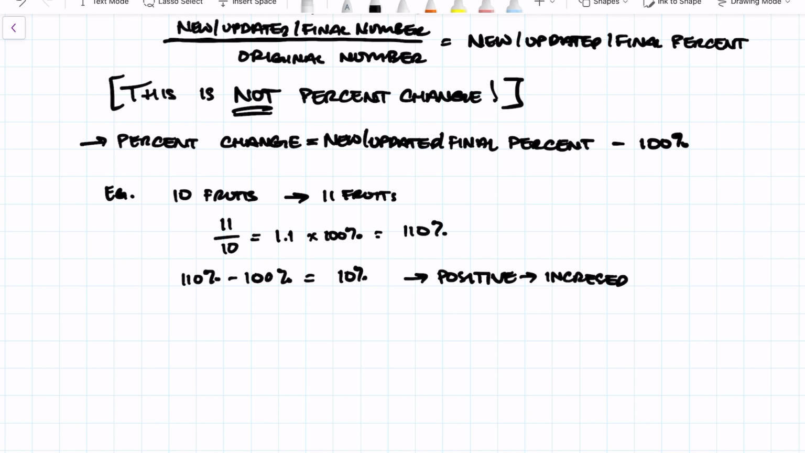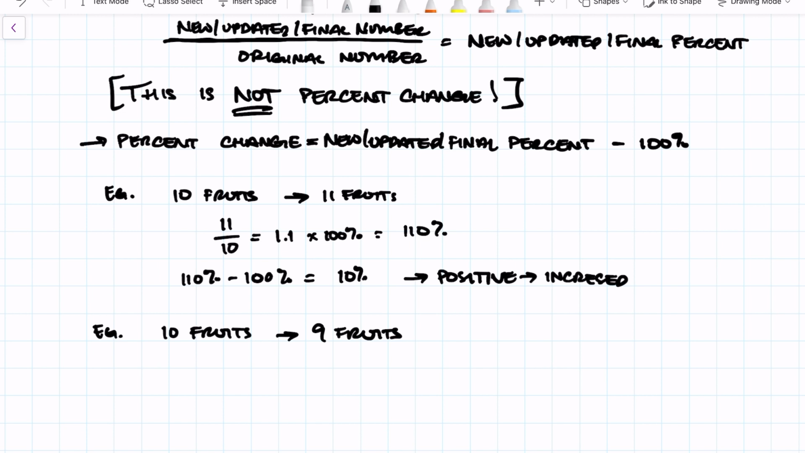But let's say we could use another example here. Let's say you have 10 fruits, and in the next year, you're left with 9 fruits. All right, now quickly go ahead and do the math. Try to see if you can find the percentage. You could pause here and resume, and I'll do the response. All right, so now time for the response.